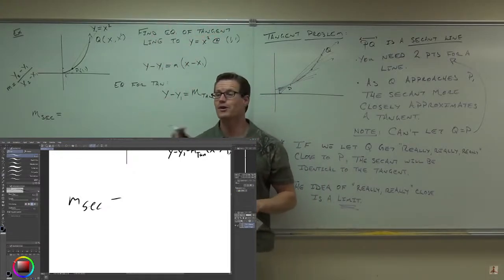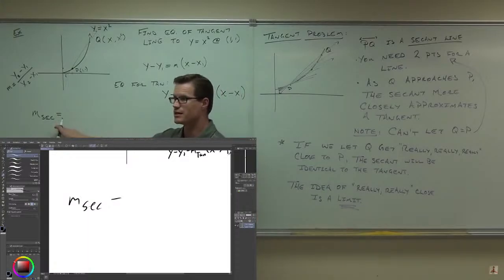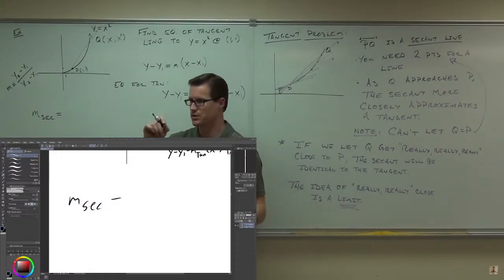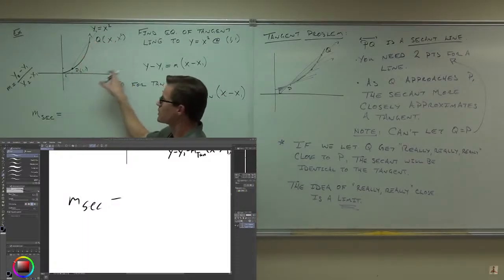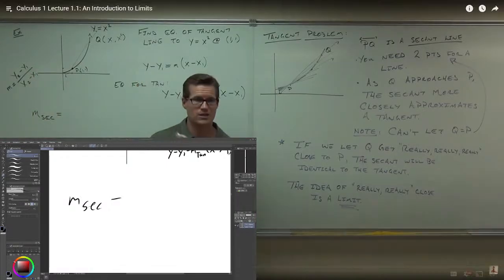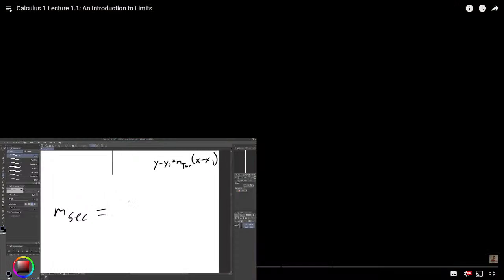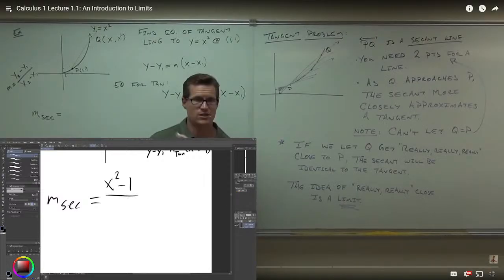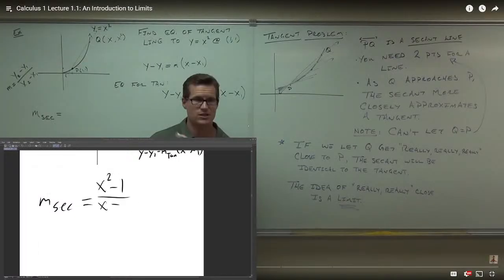Just slope formula. What we're going to do, we're now going to find the slope of our secant. We've got the secant on the board, right? The slope of the secant will be the slope from points P to Q. Agreed? Let's plug in these coordinates into that formula. Okay, so to find the slope of the secant, you plug in, let's see, it'd be x squared minus 1 over x minus 1.